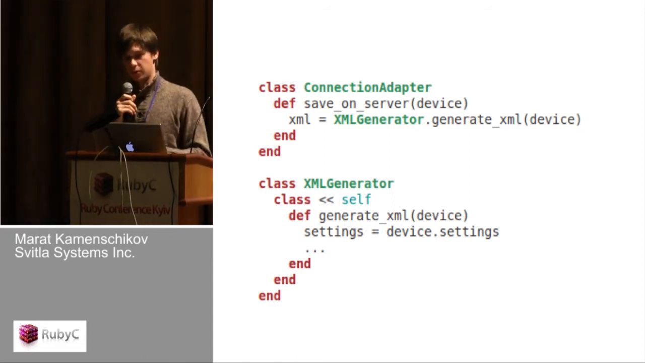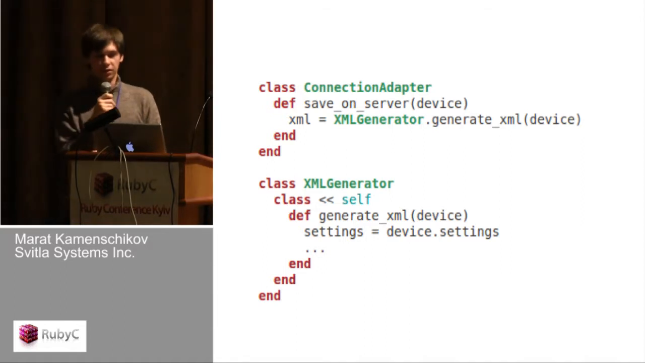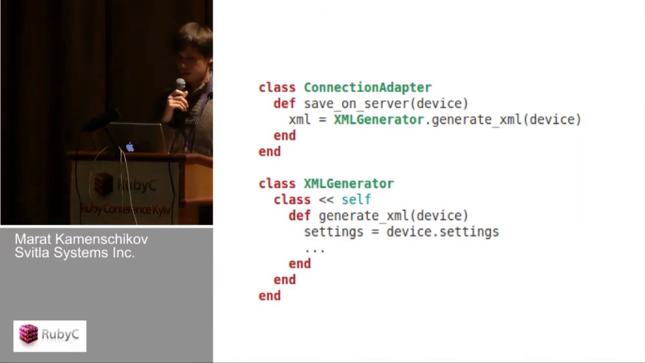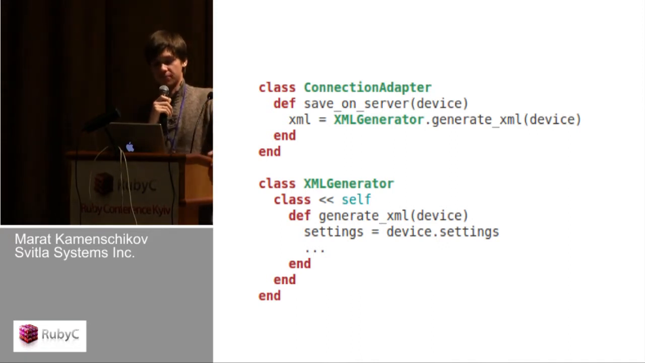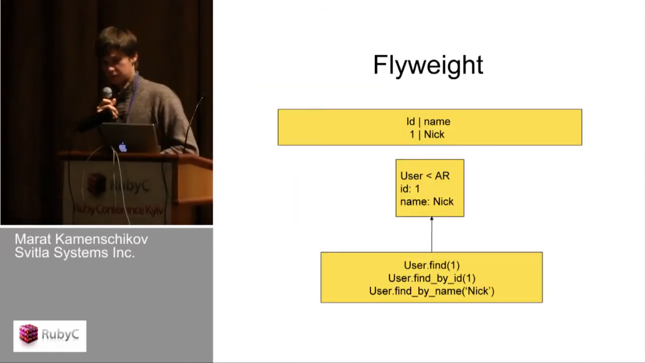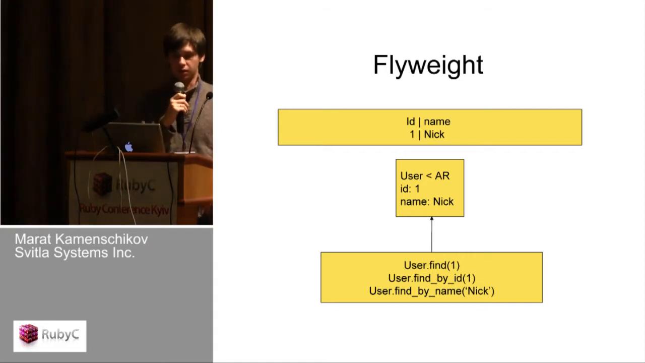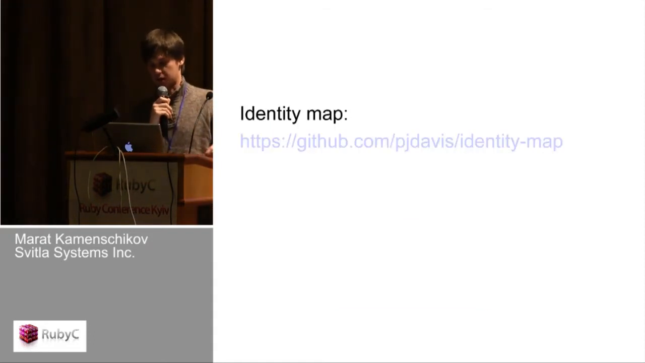Because when you take settings from the device again in the generator, they are loaded from the database, and the changes that you made in your controller, for example, go nowhere. So it was a good ability to use the Flyweight, and it is now implemented as the identity map plugin for Ruby on Rails 3.